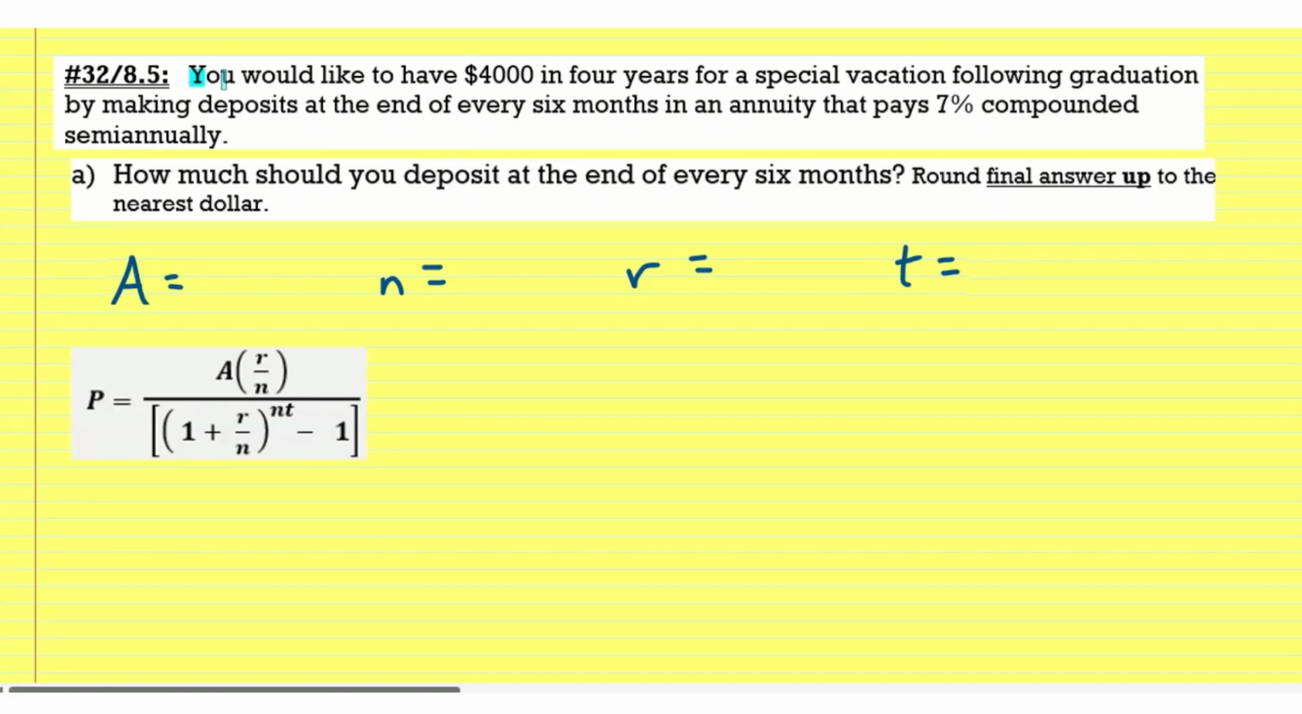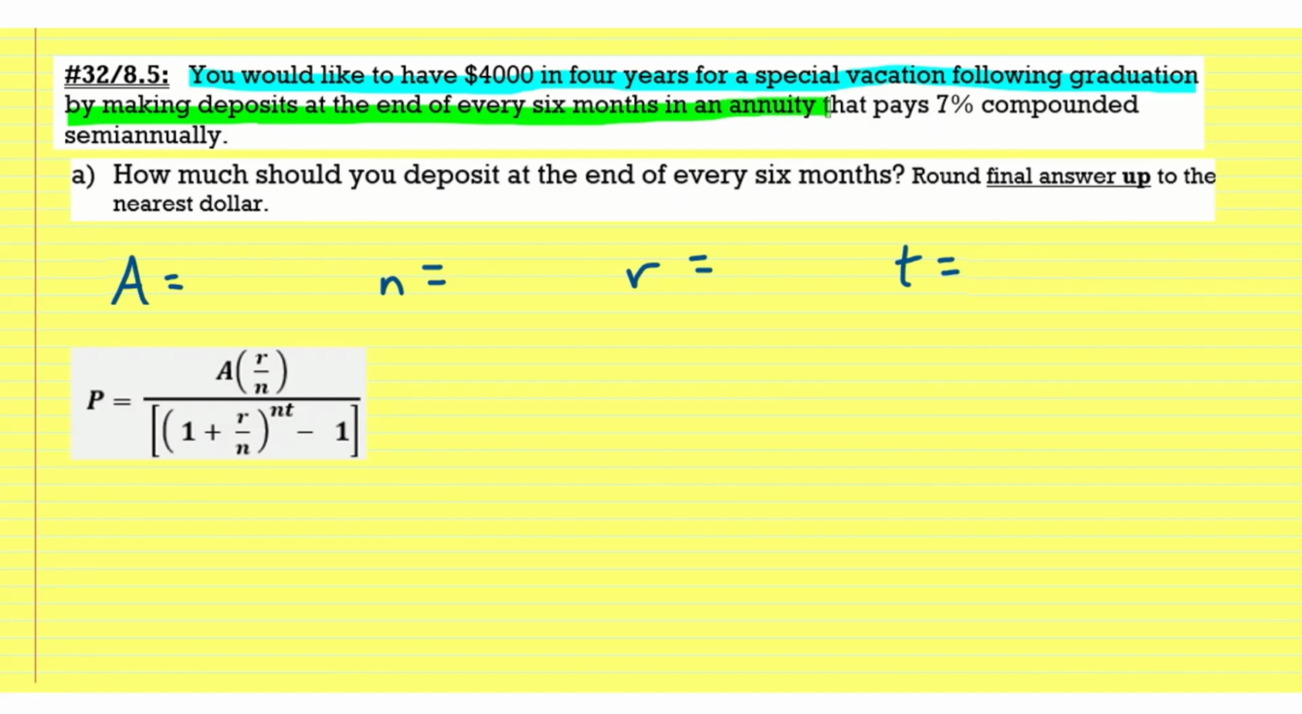The next problem says you would like to have $4,000 in 4 years for a special vacation following graduation by making deposits at the end of every 6 months in an annuity. This annuity pays 7% compounded semi-annually. How much should you deposit at the end of every 6 months? And they also want us to round our final answer up to the nearest dollar.